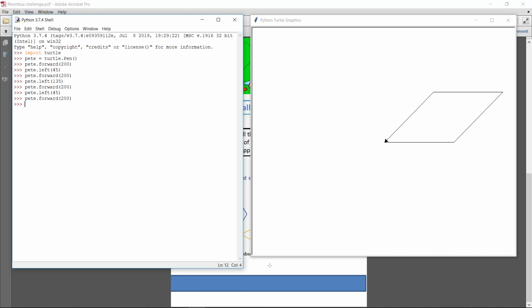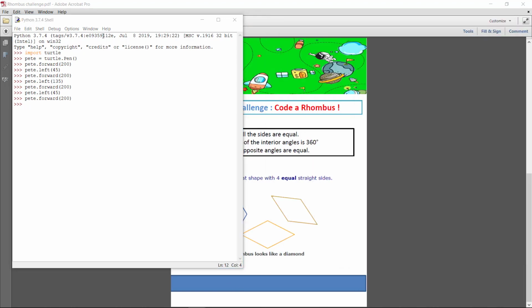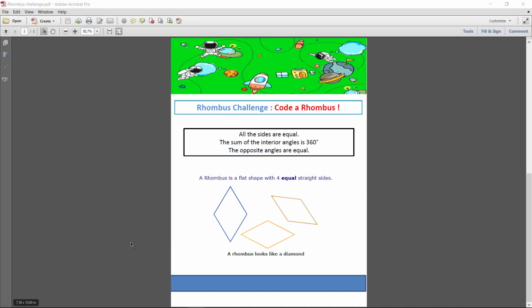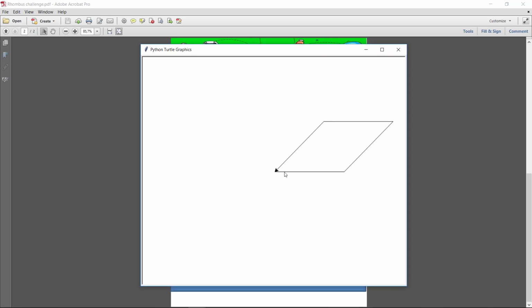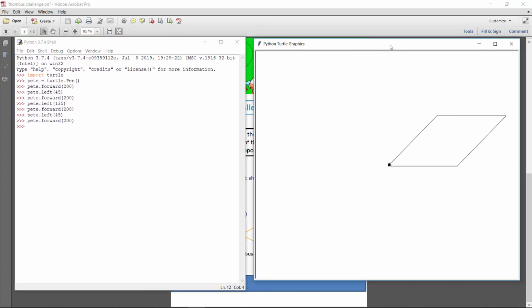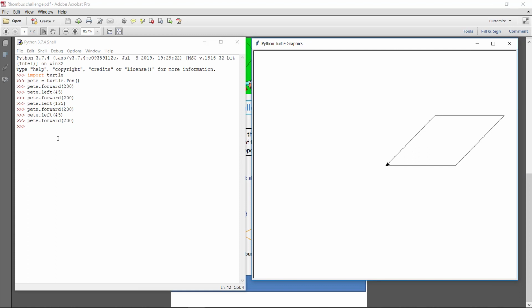So if we go back to our challenge sheet like that, let me just get rid of this. We see that all the sides are equal. The sum of the interior angles is 360 degrees and the opposite angles are equal. And that is exactly what we did with this rhombus over here. And that is how you code a rhombus in Python. If there's any questions, please do not hesitate to ask me. If you are unclear about some of these calculations, then once again, please ask.